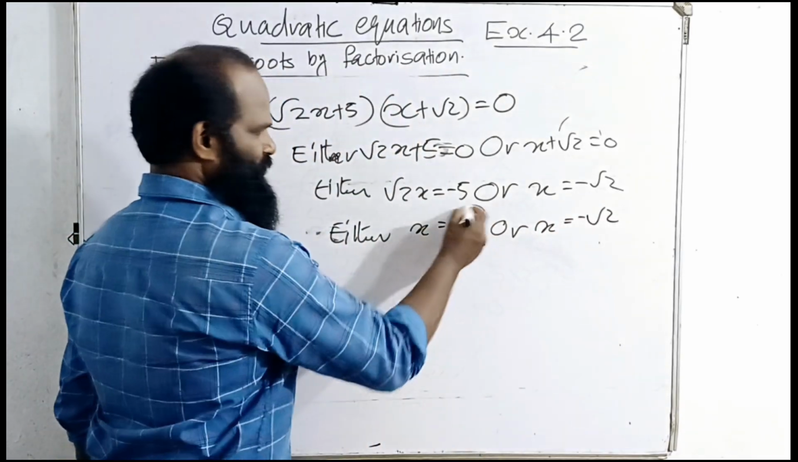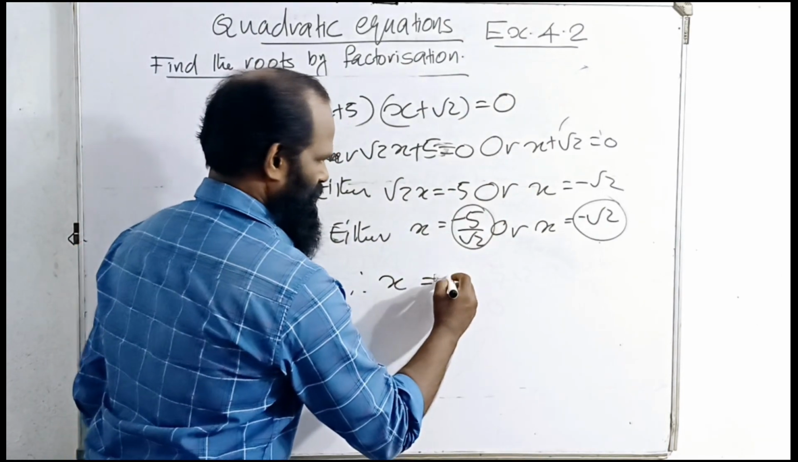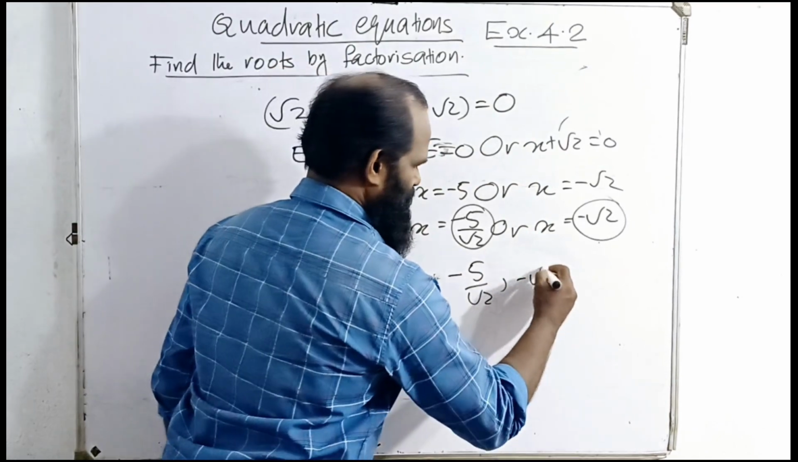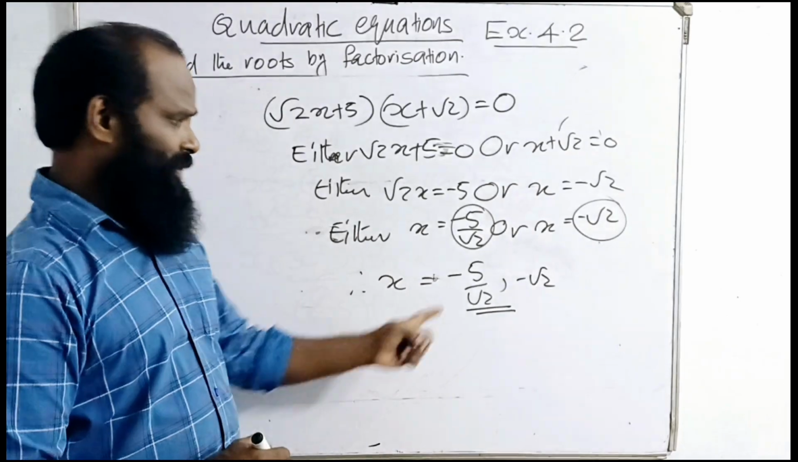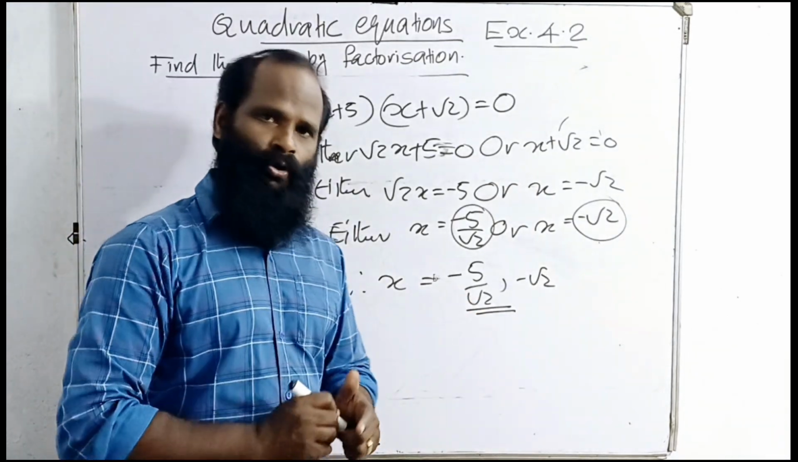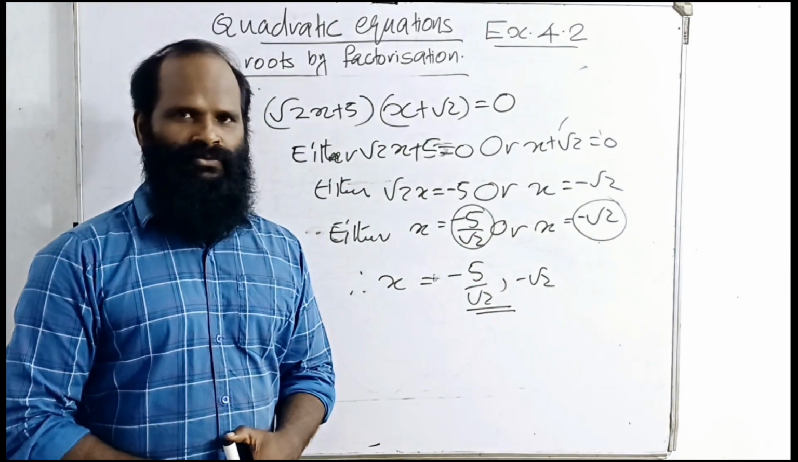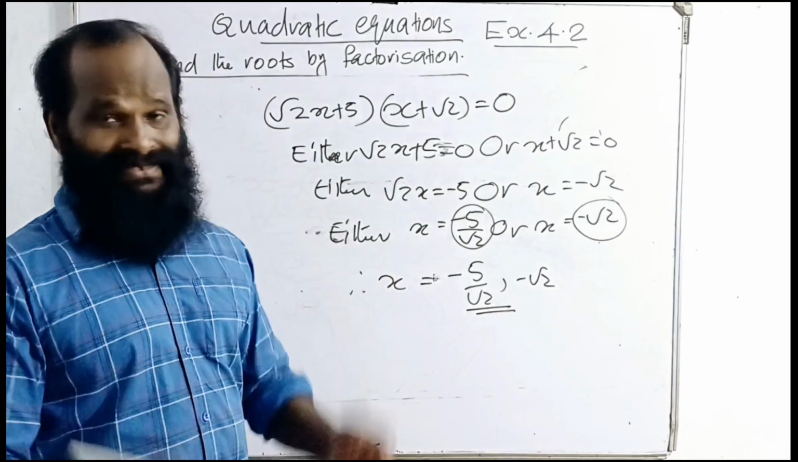So we have got two values for x. Therefore, x is equal to negative 5 by root 2 or negative root 2. So these are the roots of the quadratic equation. Means these are the values of x. Sure that you have understood the questions we have discussed in this class.